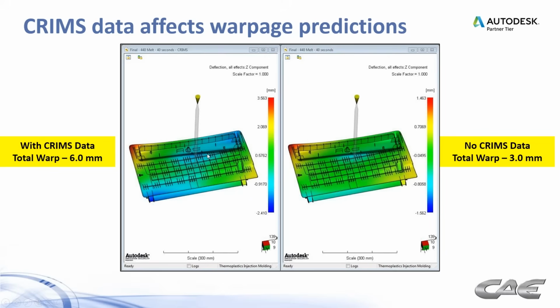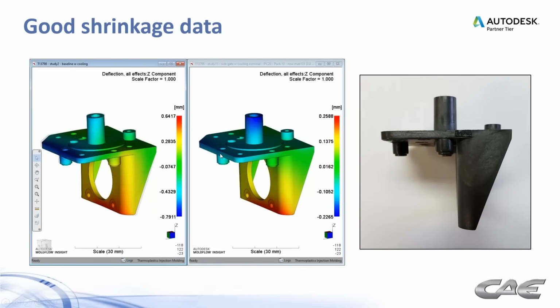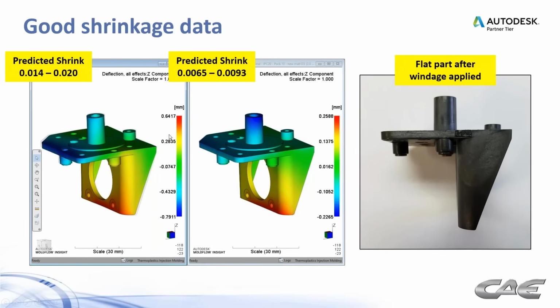To solve that problem, we were able to run some different gating scenarios to get better results. So this CRIMS data is very important. Shrinkage data in general is very important. This was another part that we worked on. I did a full webinar on this at the Advanced Manufacturing Summit for Autodesk back in August. So look to their website if you want the whole story on this.